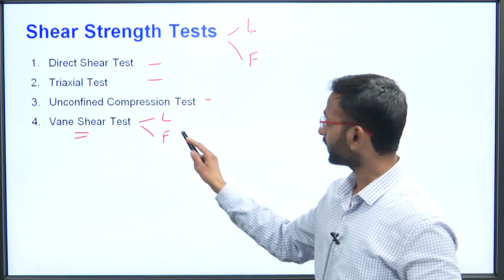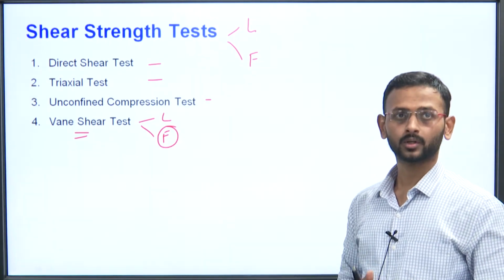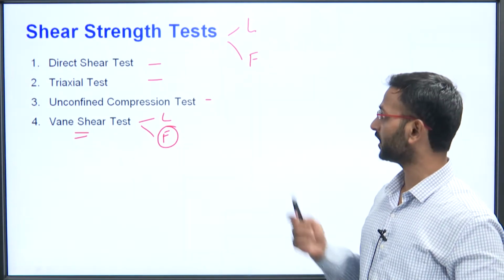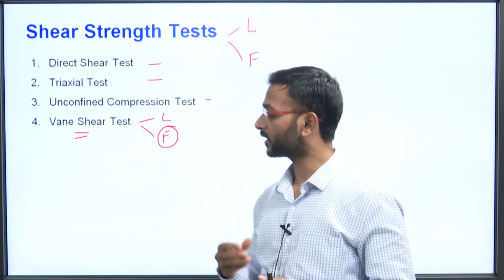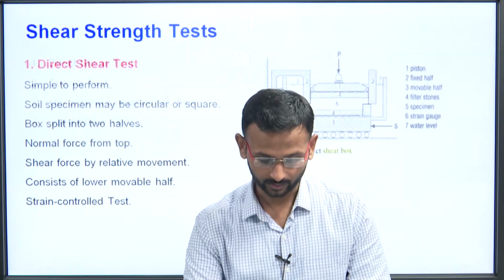So there are other field tests also, let us say the SPT number, the standard penetration test, or the CPT number, cone penetration test. So there are different tests which are there for measuring the shear strength.